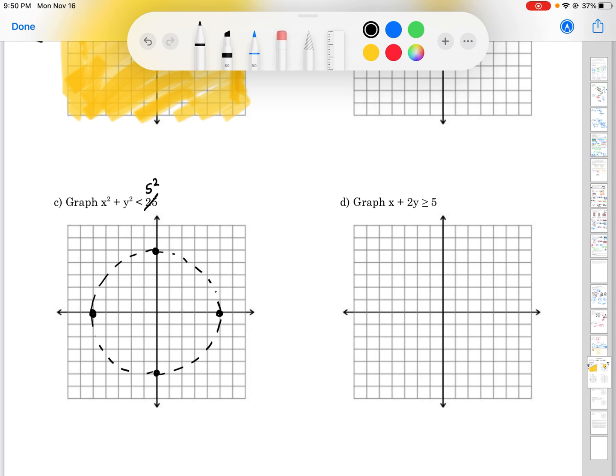Now we're going to test some points. How about 0, 0? Why not? So let's test 0, 0. So is 0 squared plus 0 squared less than 25? Is 0 less than 25? Absolutely. So I can shade where we get 0.